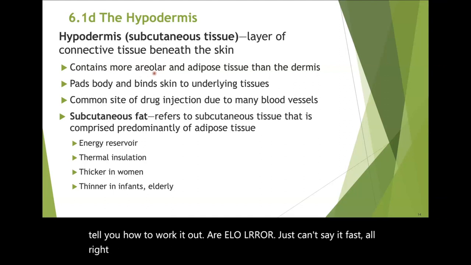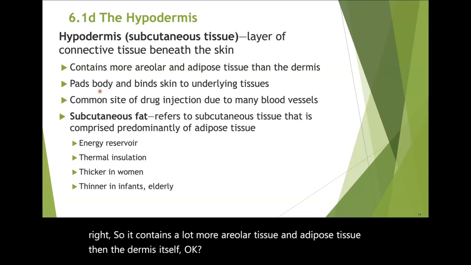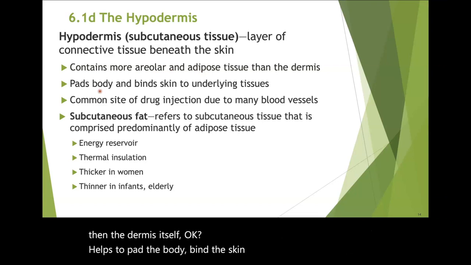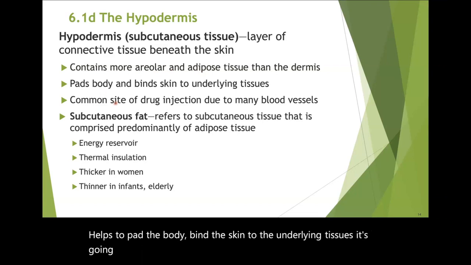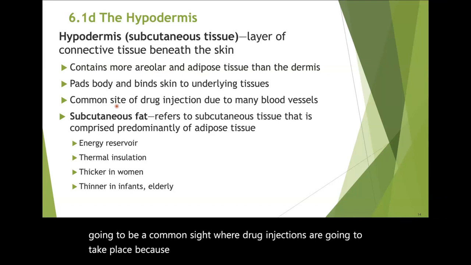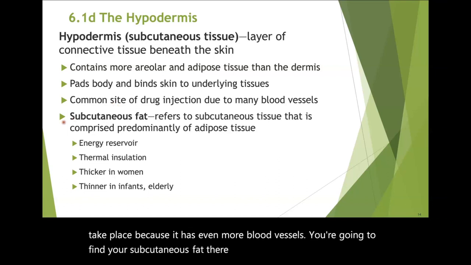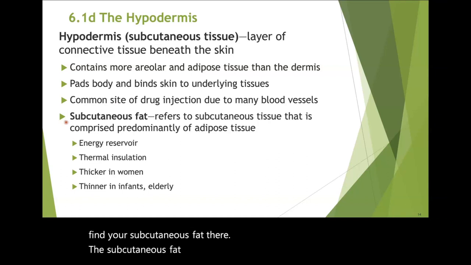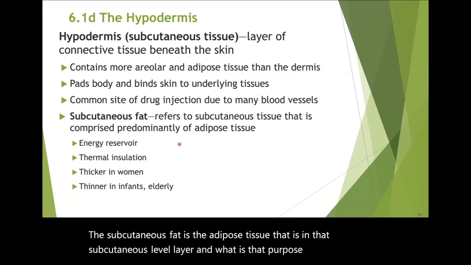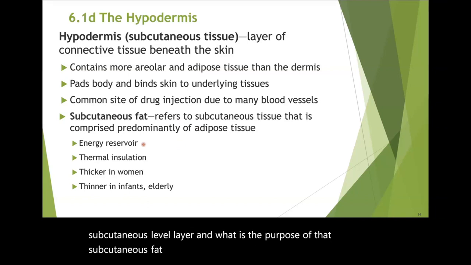All right, so it contains a lot more areolar tissue and adipose tissue than the dermis itself, okay? Helps to pad the body, bind the skin to the underlying tissues. It's going to be a common site where drug injections are going to take place because it has even more blood vessels. You're going to find your subcutaneous fat there. The subcutaneous fat is the adipose tissue that is in that subcutaneous layer. And what is the purpose of that subcutaneous fat? It is to serve as energy reservoir.